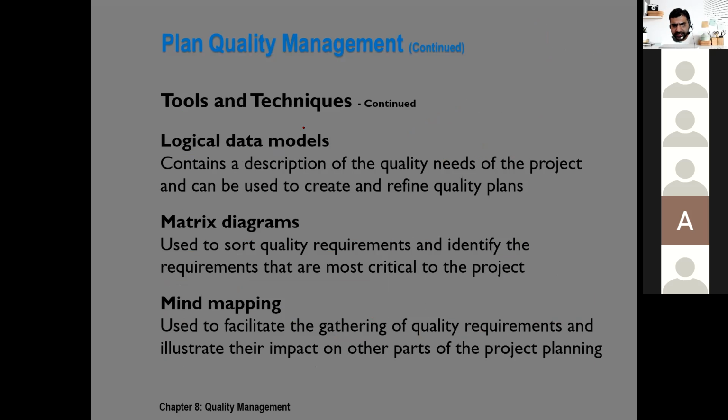Few more tools and techniques. I won't go in depth of them. The reason is they are not important for exam purposes. And again, normally QA/QC guys use this type of techniques in more depth than the project managers. One of them is logical data models. These models contain the quality needs of a project, and from those quality needs, we can develop the plan for our project.